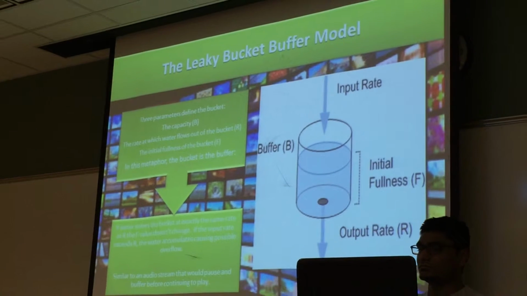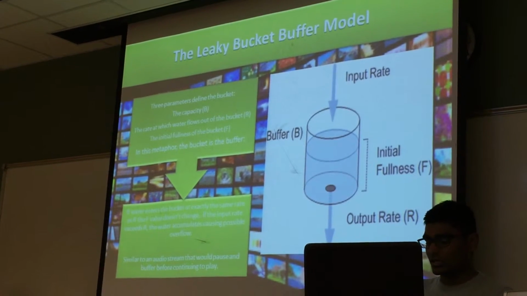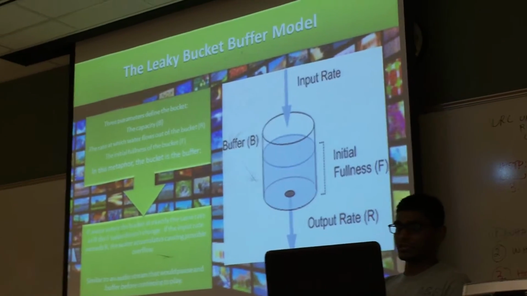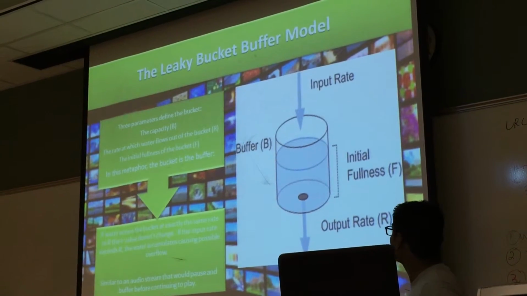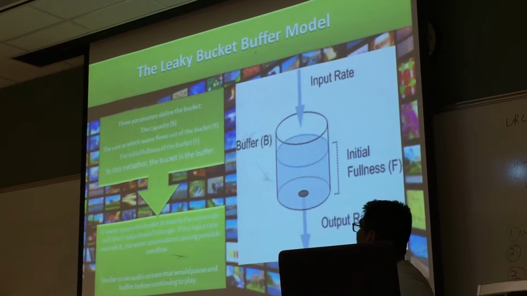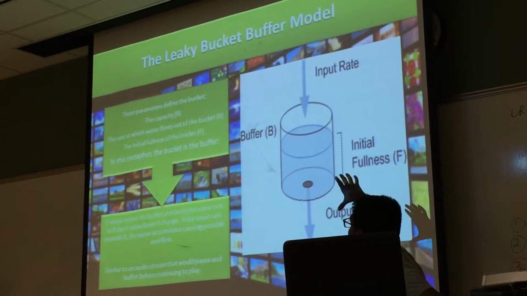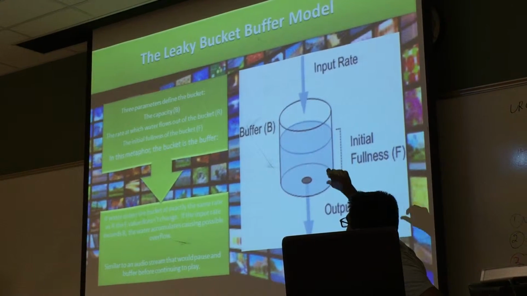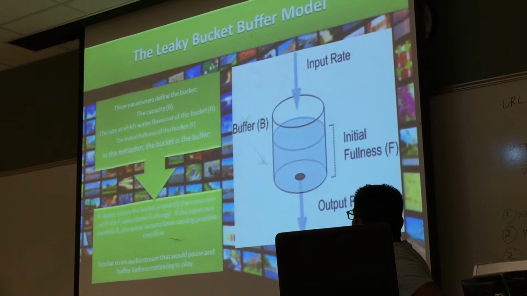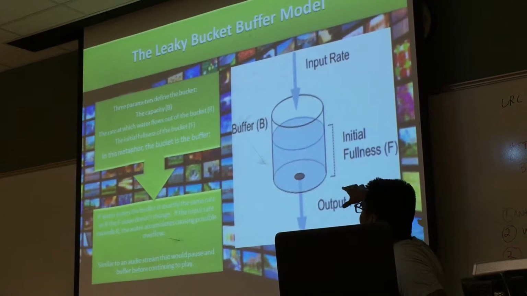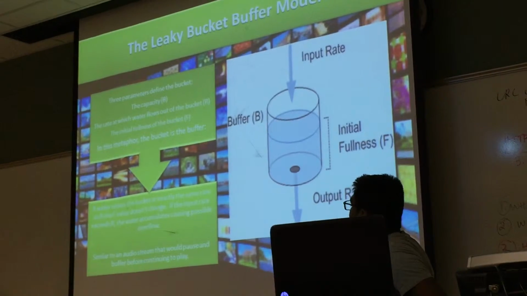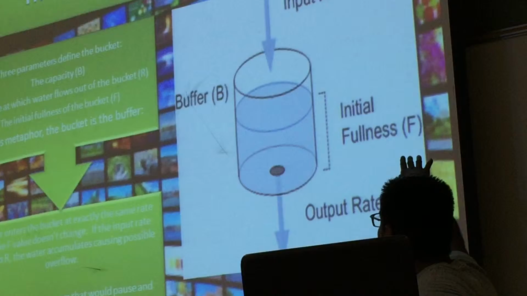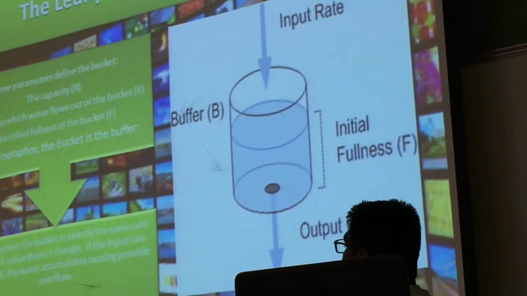Now, here's a good example to understand streaming buffering. It's called the leaky bucket buffer model. It has 3 parameters. The capacity, which is B, the whole thing. The output rate, R, which is the rate at which water flows out of the bucket. The initial fullness of the bucket is F, that is what's already in there.